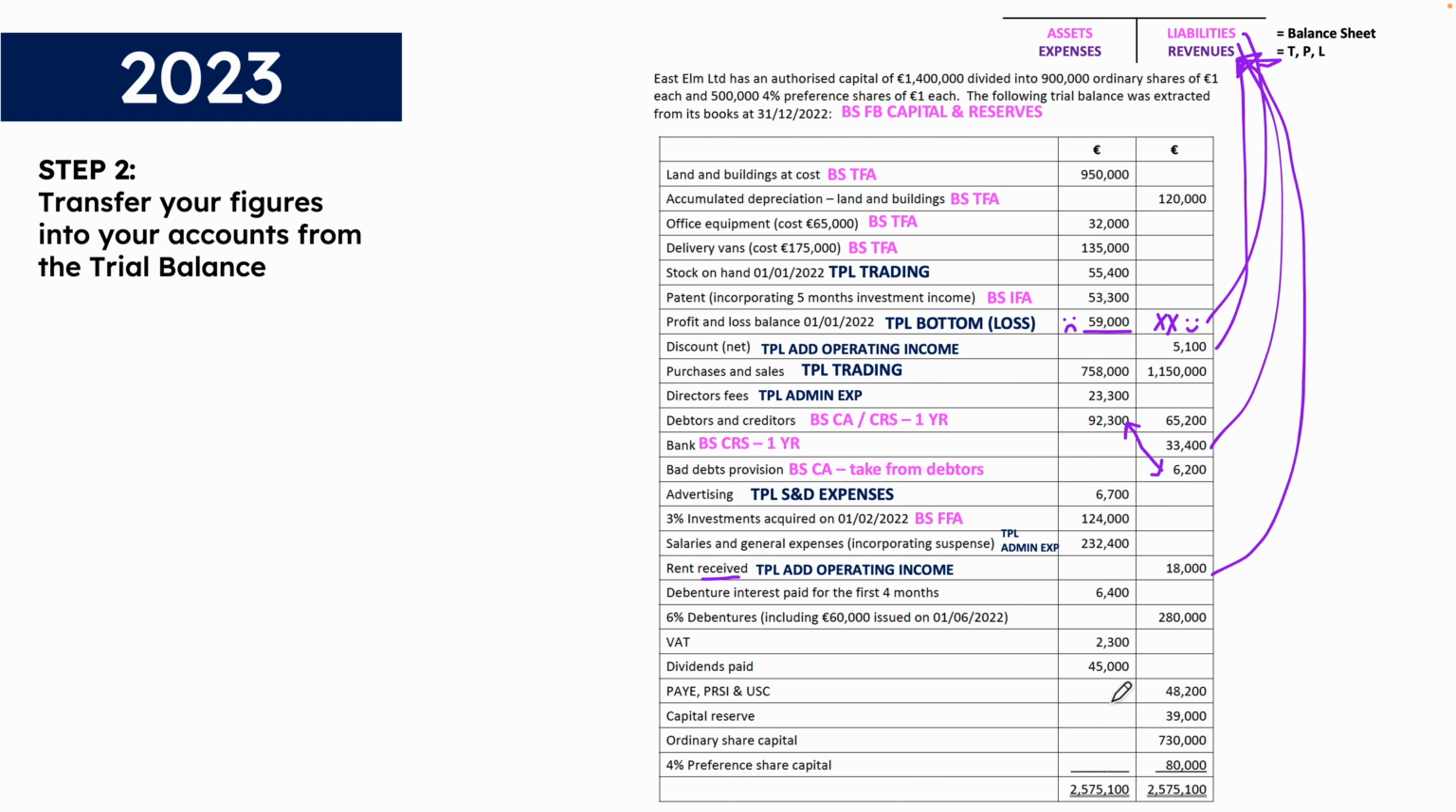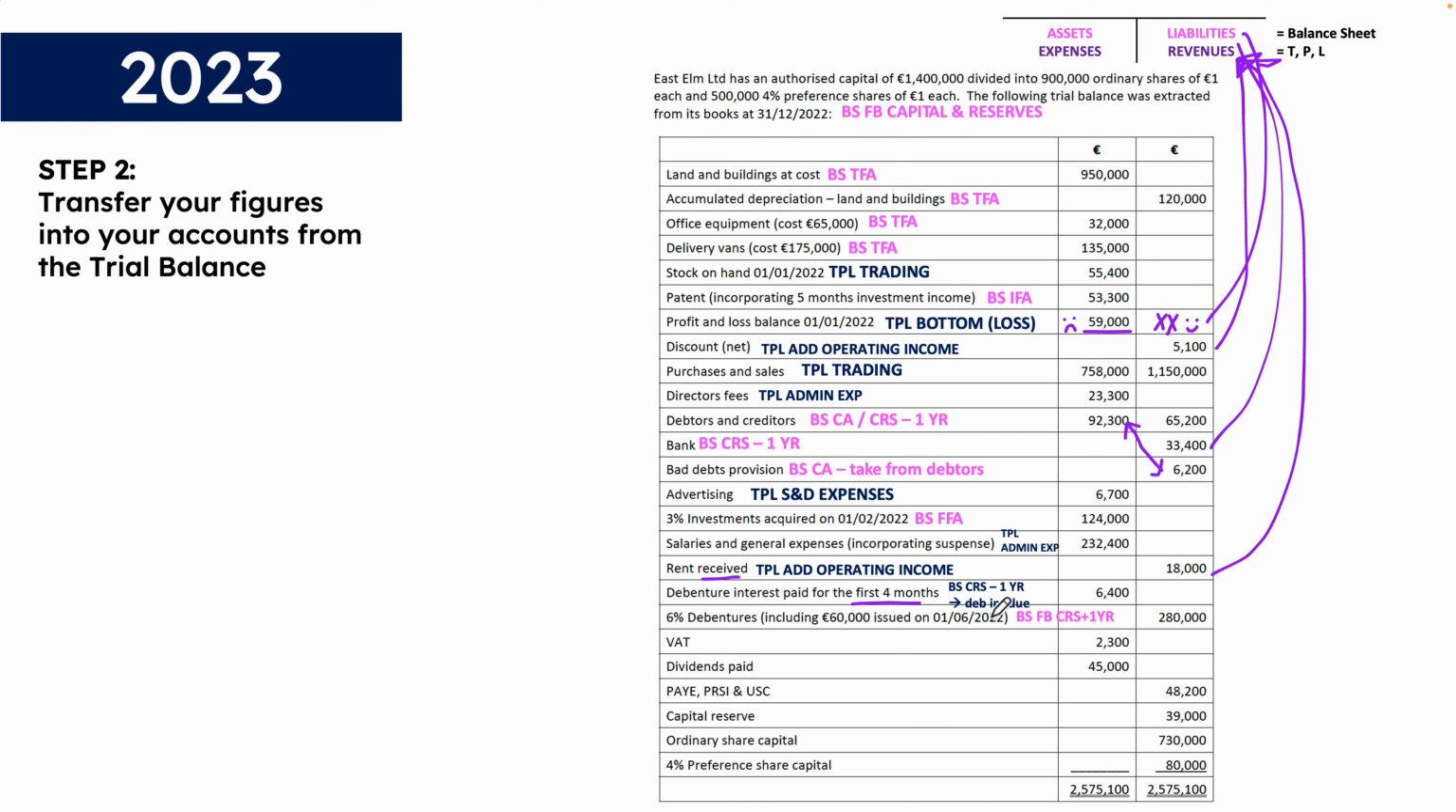Debenture interest paid for the first 4 months. So this figure here, the 6,400, is going to help us calculate how much debenture interest is due for the year. We have debentures for the entire year, as you can see in the line below, which will go into balance sheet, financed by creditors plus 1 year. But we have them for 12 months, but we've only paid 4 months interest there, right? So therefore we're going to have 8 months interest due.